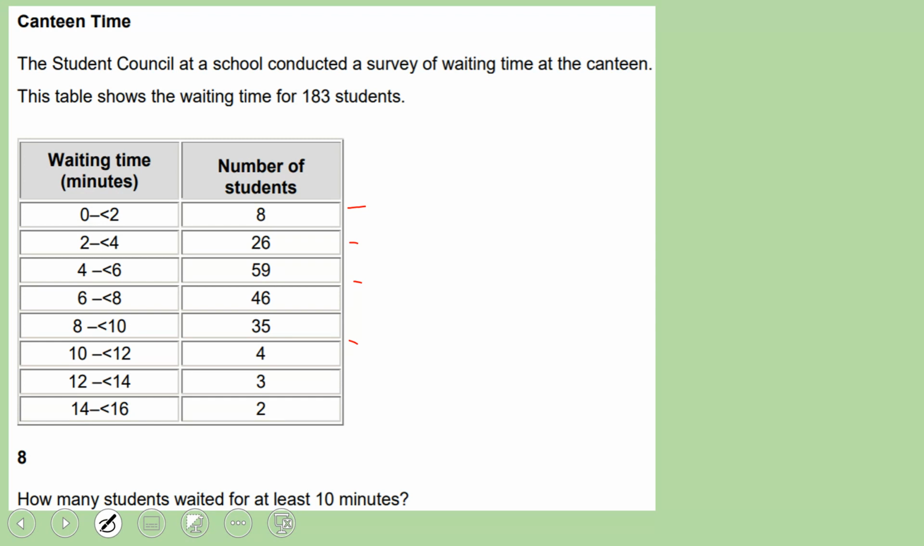So this is from 10 to 12. That student there, and these ones there, and these ones there. They're all more than 10 minutes, as we can see by what is on the left-hand column. So we just need to add them up. 4 plus 3 is 7, plus 2 is 9. There were 9 students who were waiting at least 10 minutes.